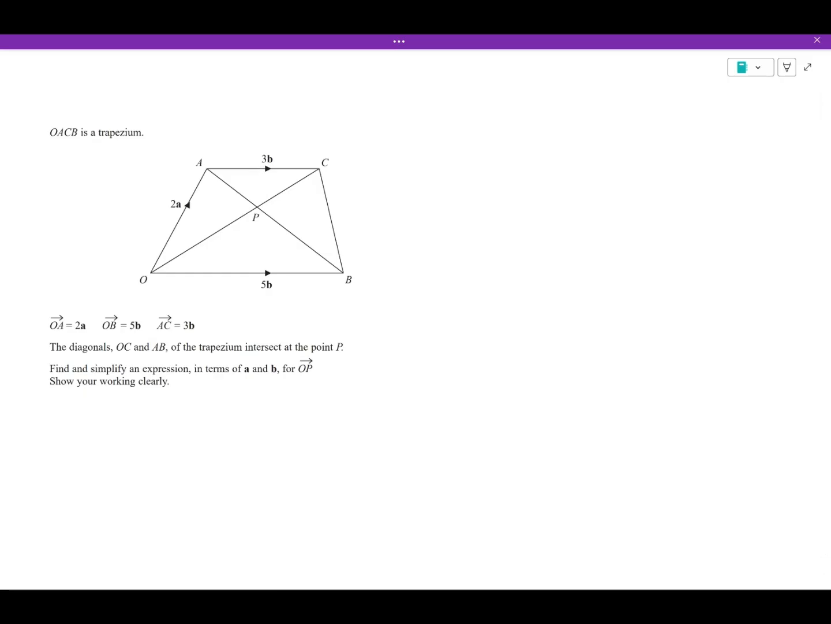So then we're told that OC and AB are diagonals of my trapezium and they intersect at the point P. This is quite an important sentence because what this sentence is essentially saying, if OC is a straight line and P is on it, then therefore OPC is a straight line. And then also the other diagonal, which goes through P as well, APB, must also be a straight line as well.